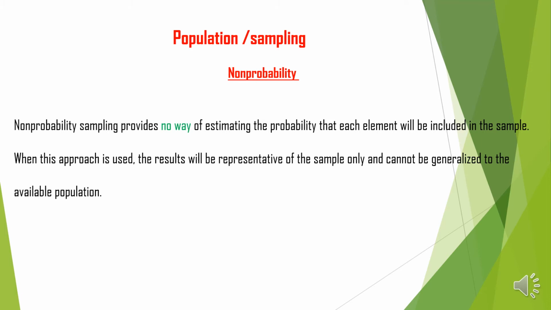When this approach is used, the result will be representative of the sample only and cannot be generalized over the total population. So with non-probability, when I'm studying a sample, I can generalize the result over the sample, not over the population. But in probability sampling, the result I have from the sample, I can generalize over the whole population. This is the difference between probability and non-probability sampling.